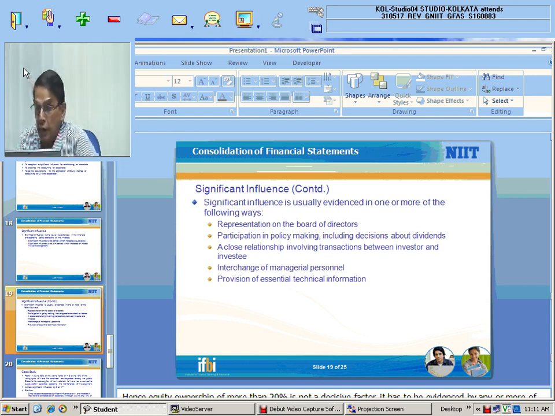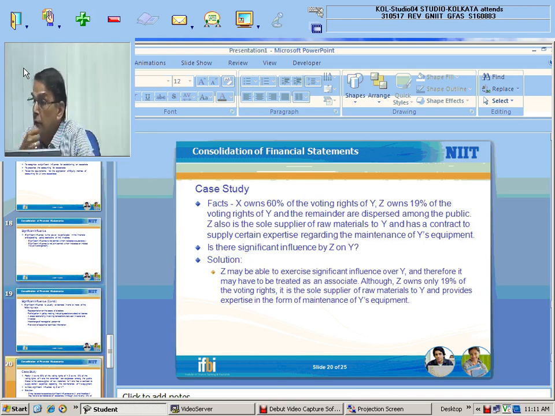So there are other indicators of significant influence. Ownership of 20% to 50% of voting shares is not the only indicator of significant influence. Of course, when a company A owns 20% to 50% shares of another company, it has a significant influence, but it is not the lone indicator. There can be other indicators which point to a significant influence of one company over the other. That is the example we have seen here, where Z owns 19% of the voting rights of Y, but because it is the sole supplier of raw materials to Y and provides expertise in the form of maintenance of Y's equipment, Z has a significant influence over Y, so Y can be considered an associate of Z. Y of course is a subsidiary of X, no doubt about this, because X owns 60% of the voting rights of Y. So the same company Y could be a subsidiary of X and at the same time an associate of another company, which is Z.